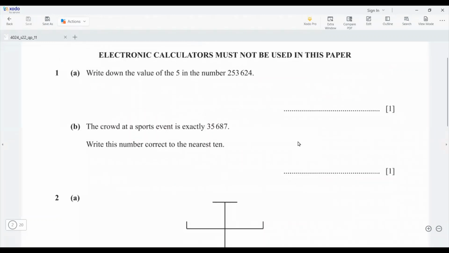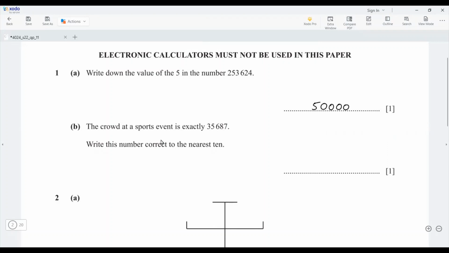In question number one, it is asked to write down the value of 5 in the number 253624. So where is that 5 lying? 5 is lying at the 10,000th position. So this means we can say it is 50,000. It is referring towards 50,000. That's 5 representing the 10,000th position.